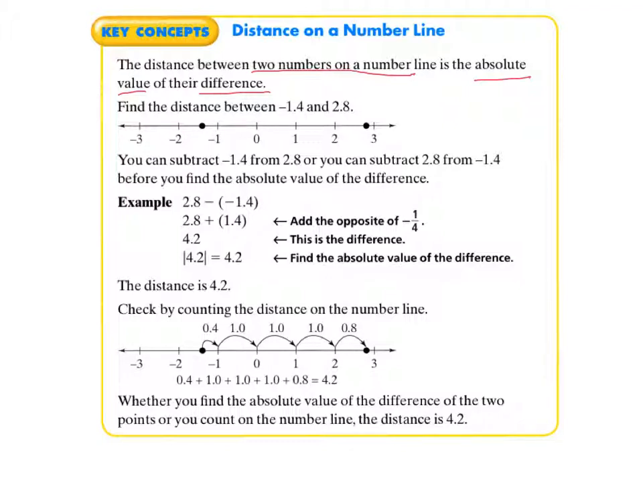You can check this by counting the distance on a number line. So we start at negative 1.4, jump to 1, so we jump the 0.4, jump 1 for the 1.4, then 2 more for the 2, and then 0.8 for the 0.8 and 2.8. So we're doing 0.4 plus 1 plus 1 plus 1 plus 0.8, which still gives us a value of 4.2. Whether you find the absolute value of the difference of the 2 points or you count on the number line, the distance remains 4.2.